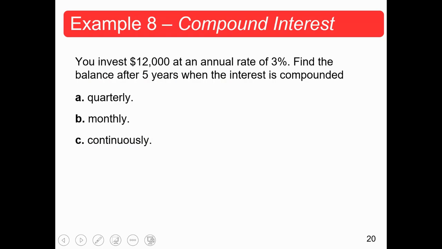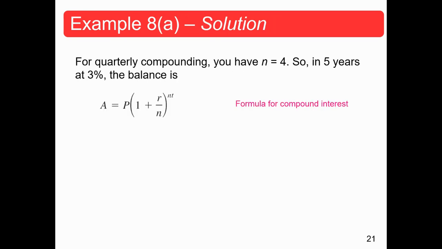We have $12,000 at an annual interest rate of 3%. Find the balance after 5 years when the interest is compounded quarterly, monthly, and continuously. So let's look at the first one. Quarterly compounding is just as it sounds. It means it's going to be compounded 4 times a year.